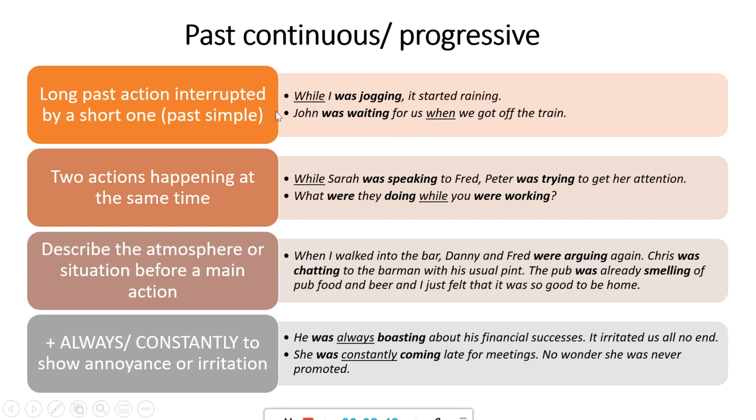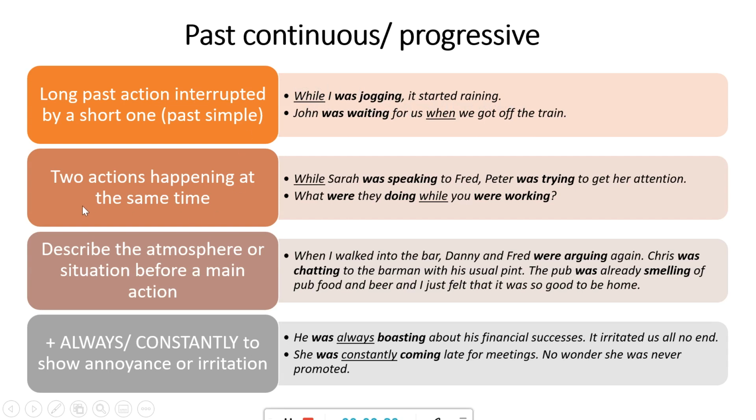Remember that with this use, while is used before the continuous tense. While I was jogging, it started raining. And when is used before the simple tense. So if I want to use when in the first sentence, I would have to say: I was jogging when it started raining. If I don't want to use while. Or I can use while like this.